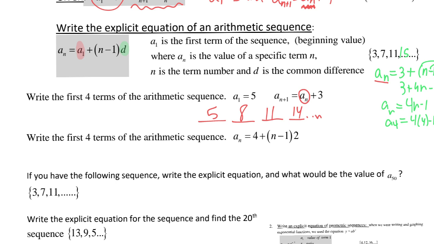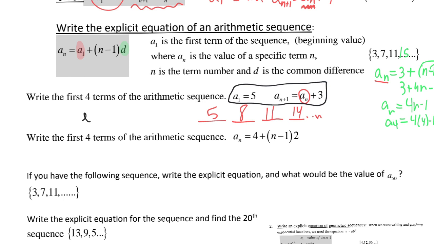And if you want to say, okay, well, I don't always love recursive. This is recursive that they gave us. Sometimes they'll say, can you put this into explicit? Because that's kind of boring. Like if I want the 100th term, I'm not about this. So let's practice doing this.